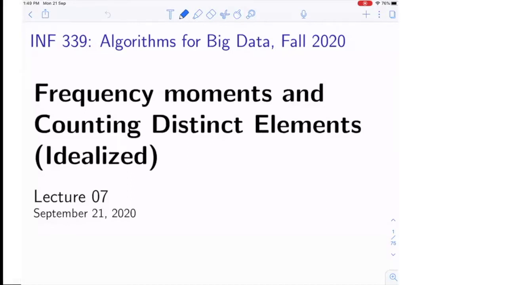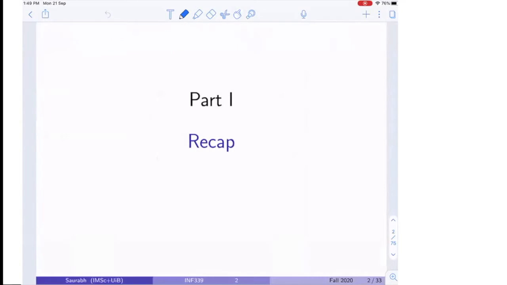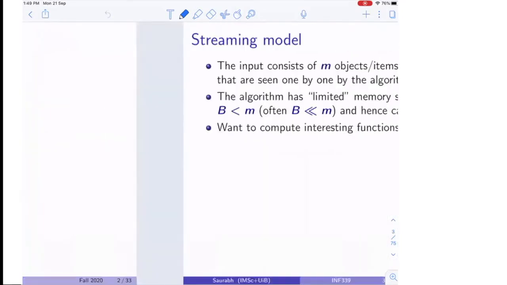So today we will see a different streaming algorithm. I will introduce first what is called frequency moments and then give an algorithm for counting distinct elements. And there's an "idealized" in brackets, and it will mean something for us. Okay, so let's recap from the last time what we did.